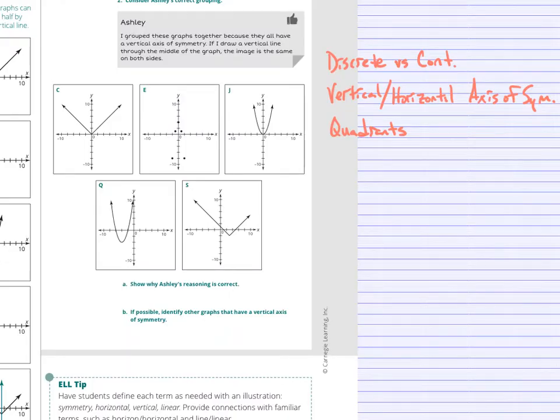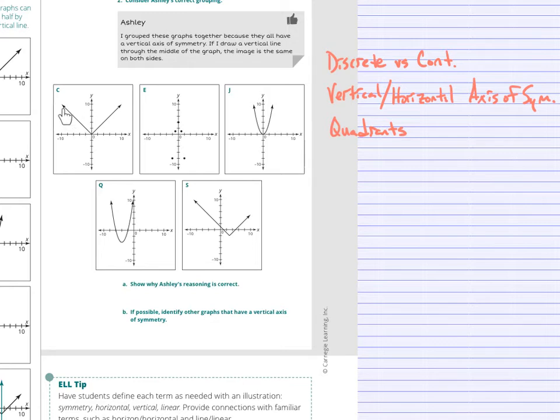All right, with these 5 graphs, we're going to talk about discrete and continuous, and then we're also going to learn about vertical and horizontal axis of symmetry. Now, again, this is supposed to be a group activity, but I'm trying to save us some time, and we can't do this with NTI, so hopefully you can still understand.